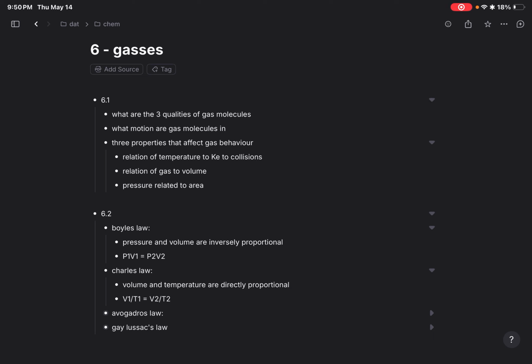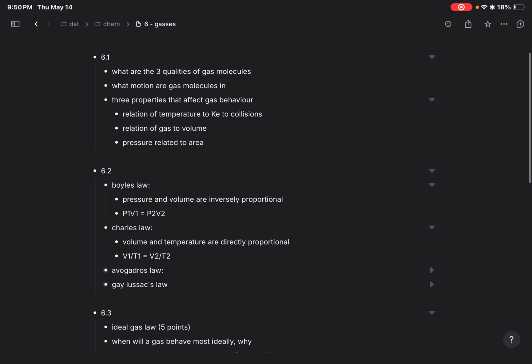So the relation of temperature to kinetic energy to collisions: when you increase temperature, you increase kinetic energy, and that will increase the number of collisions. Now the relation of gas to volume. If you have lower volume, you're going to have more collisions and higher pressure, because the gas molecules will be hitting the surface of the container much more.